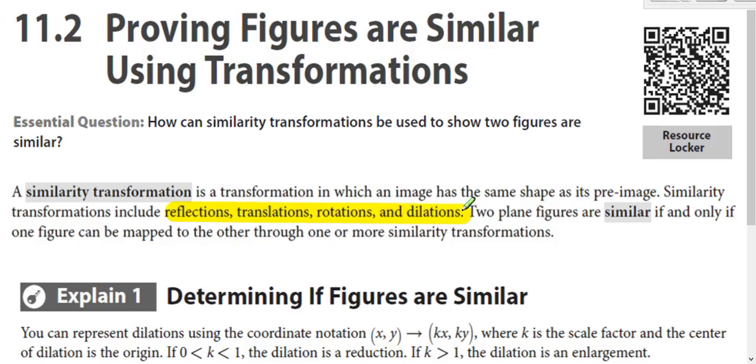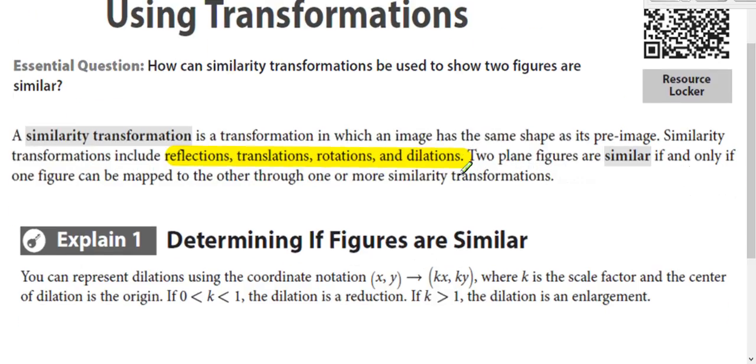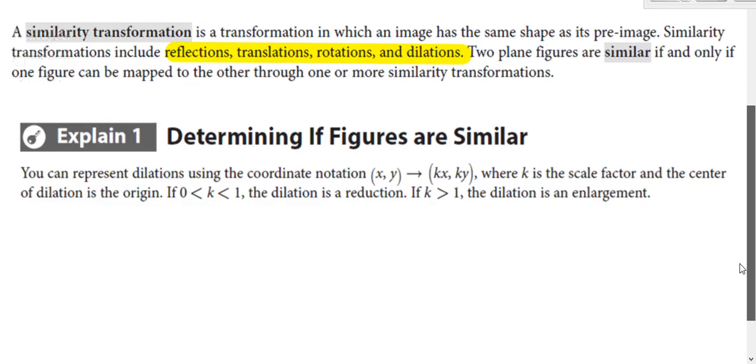Back when we talked about congruent, we were not allowed to use dilations, which is why we didn't learn it. And then two figures are similar if we can do those transformations and show that they're the same.